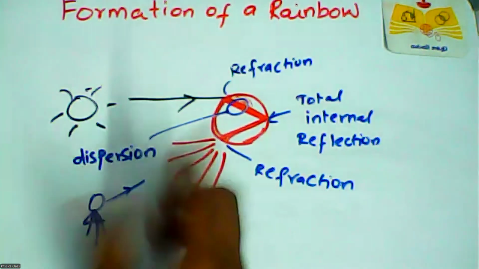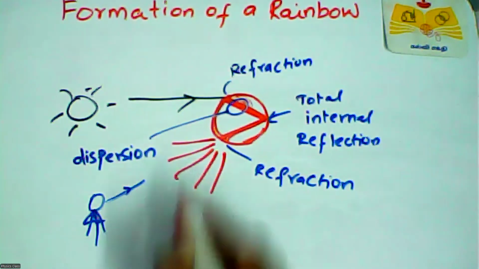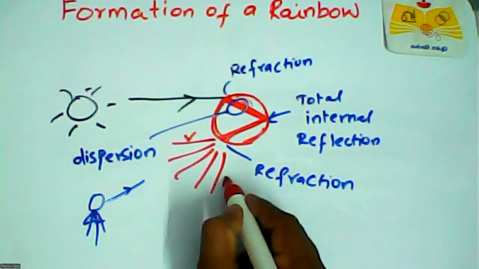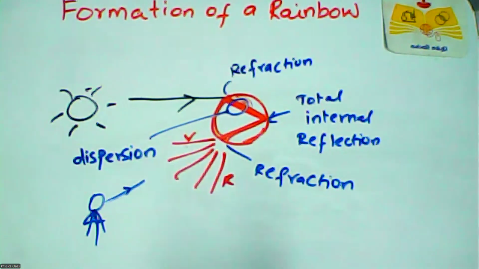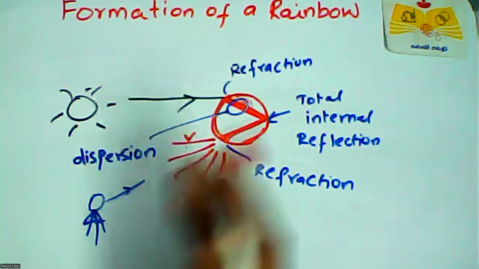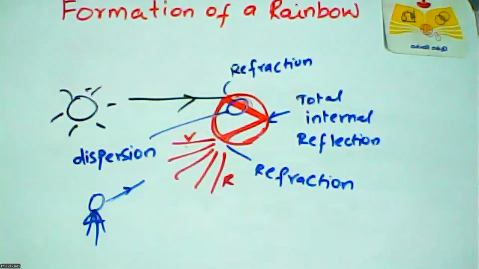Red is at the top and violet at the bottom, so you can imagine that this is violet and this is red. Already I told you the order: violet, indigo, blue, green, yellow, orange, red. So you see red at the top and violet at the bottom. This is the formation of a rainbow. Clear with that? Okay.